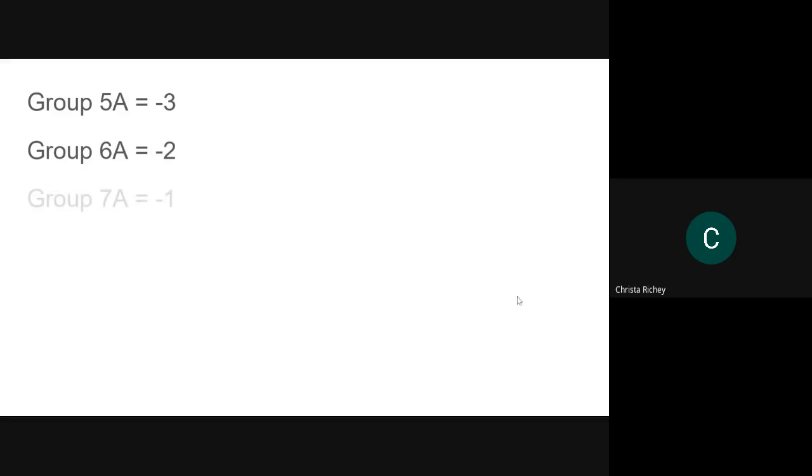Group 7, your halogens, your salt formers, fluorine down, some of the most reactive things that we have. It's easier to gain 1 than it is to lose 7. Like I said, they're lazy. They just do the easiest, shortest path.